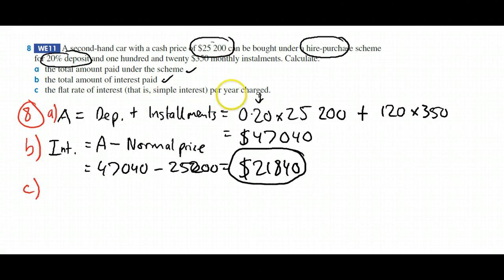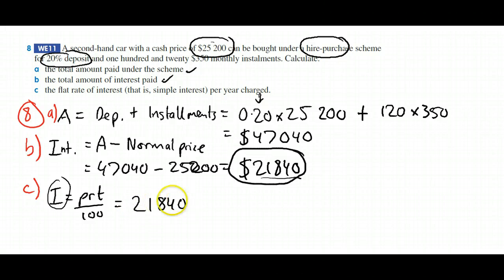That is the simple interest per year charged. Alright, for this one, this is an I equals PRT over 100 problem. It's simple interest. That's the formula for simple interest. So the interest that we're going to pay is that. That's how much interest we're paying. So that equals 21,840. And then we put in the values that we've got for these three things.